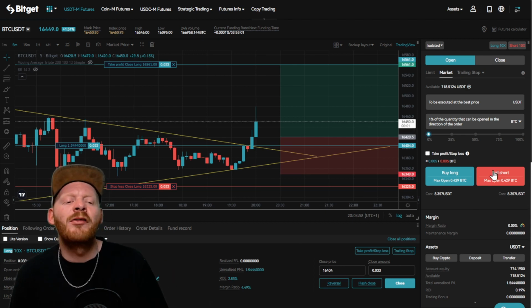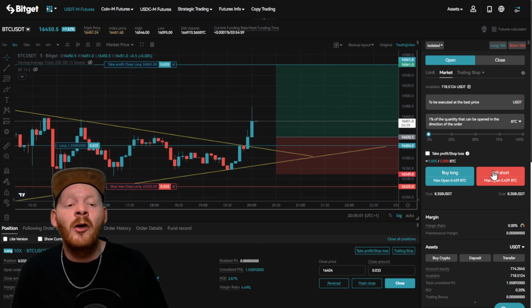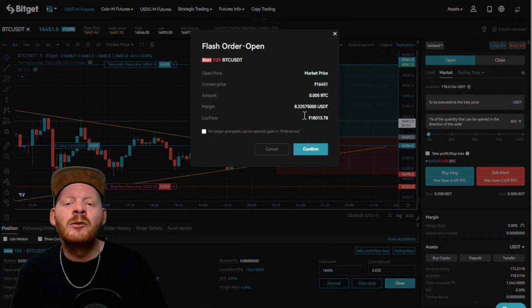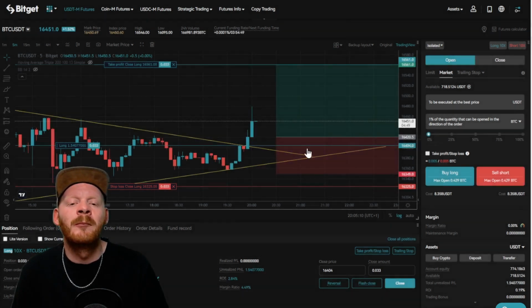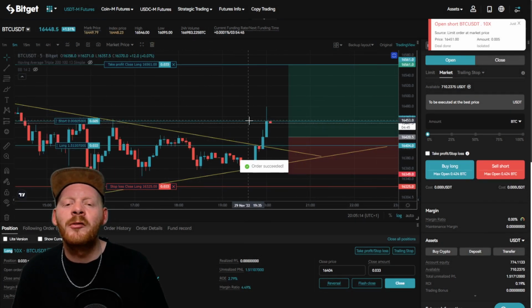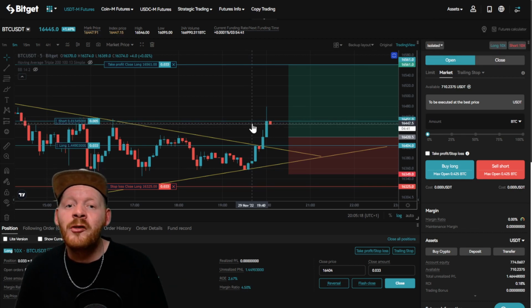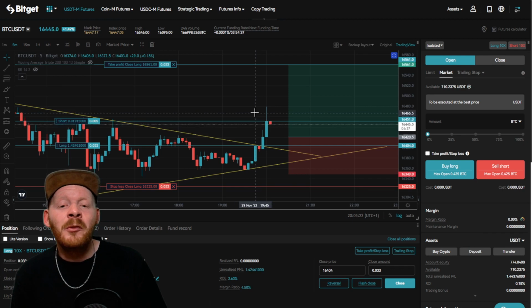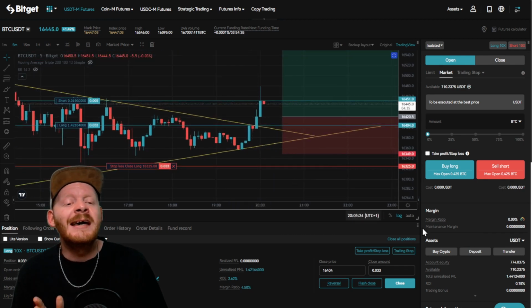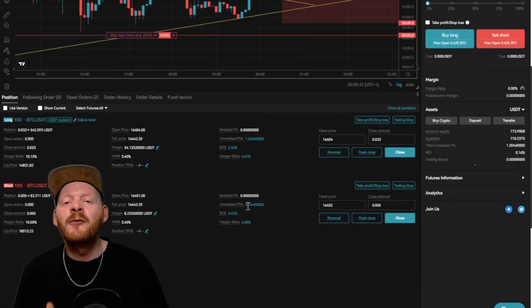So then you would go on sell short because you want to short the market, and then you're going to execute, make sure that everything is set correctly, and then we press on confirm. And then you can see that we have opened a short position exactly here. And yes, you can open a long and a short position at the same time. At the moment you can see that this short position is also in a profit of around about 4 cents.